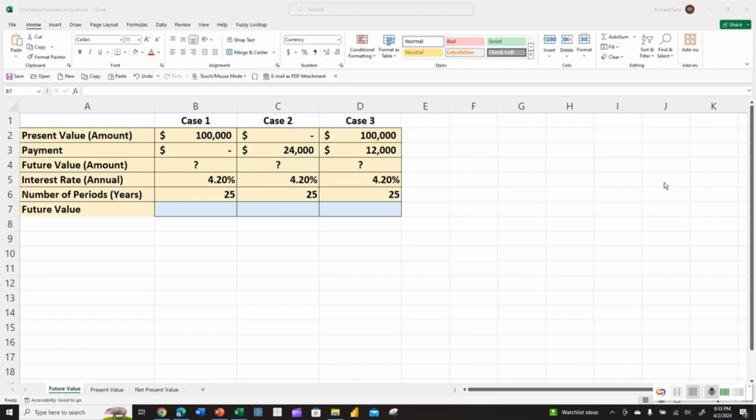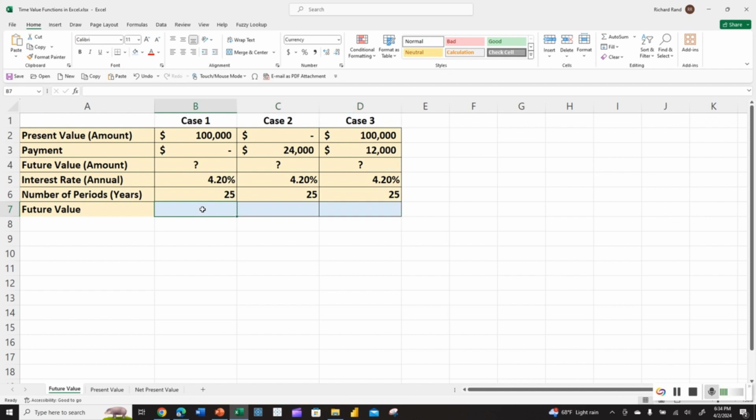So Excel has several functions built into it that allow us to do these time value computations. The first one we are going to look at is the future value function, which is FV. I've got 3 cases here we're going to look at. In the first case, we have $100,000 now. We're going to invest it for 25 years at 4.2%. So what will it be worth in 25 years?